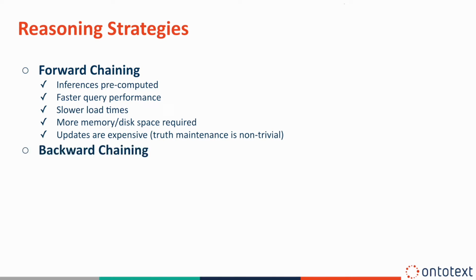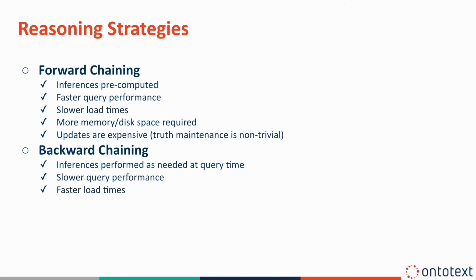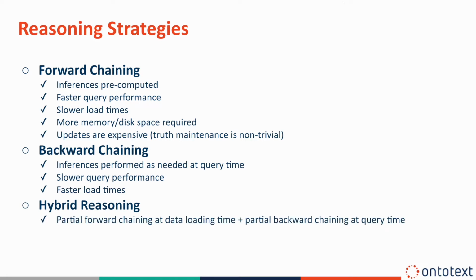With regard to backward chaining, inferences are performed as needed at query time. You have slower query performance, but faster load times. In some cases, there is also a hybrid reasoning. This includes a partial forward chaining at data loading time, plus partial backward chaining at query time.